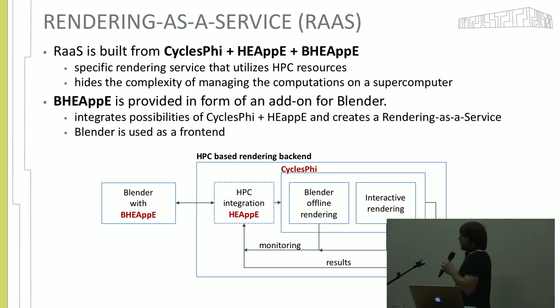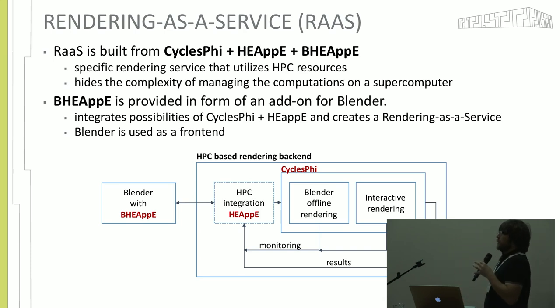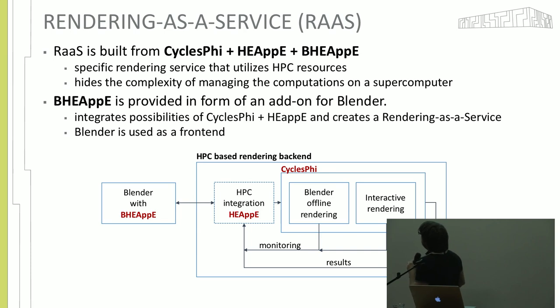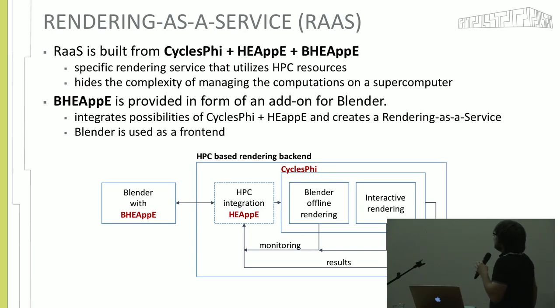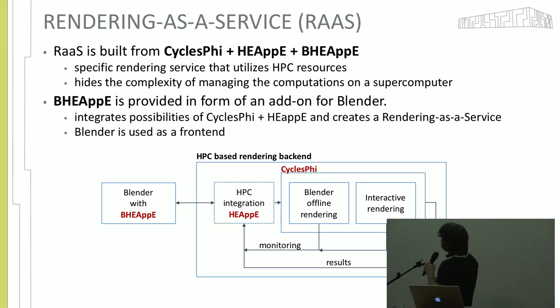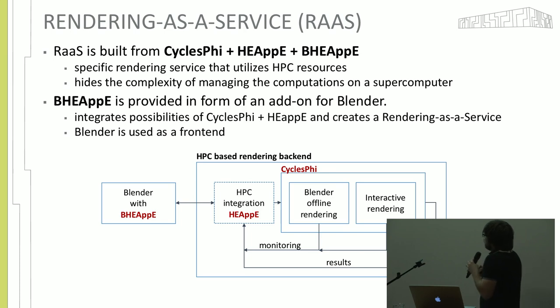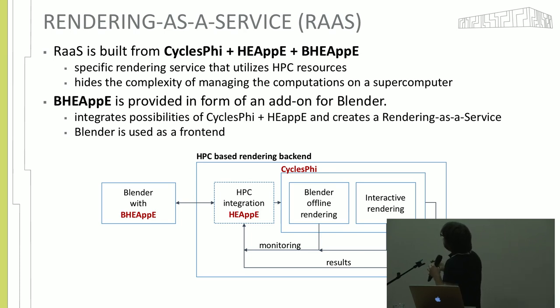So this is the Cycles Phi. This is our rendering backend. This is the client that runs on the cluster, and potentially, as I said, it can run on any farm with an Ethernet network. It doesn't have to be any special HPC network. So it's kind of a backbone of what we call the rendering as a service.